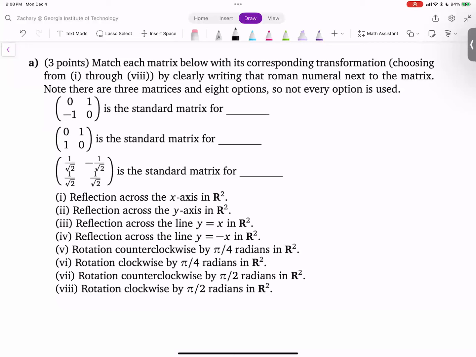So the way to think about this is they're only going to ask you about reflections, rotations, and projections. Those are pretty much the only big ones they're going to ask about. Or like a shear, but you wouldn't have to describe that shear in particular detail.